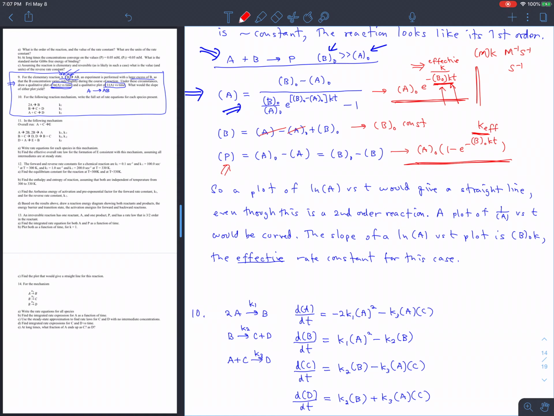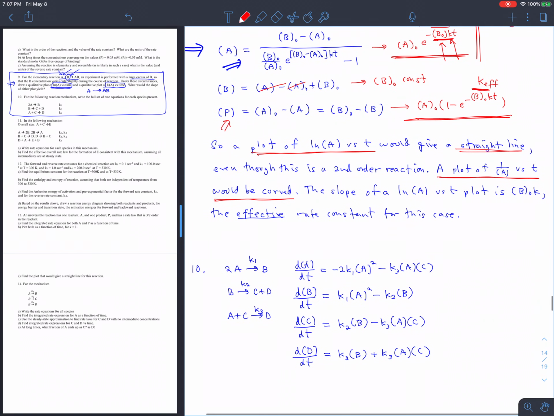All right, that means that a plot of log A versus time would give a straight line, even though it's a second order reaction. I say here a plot of 1 over A versus t would be curved. I think that's actually true in this case. That's right. Yes, it is true in this case.